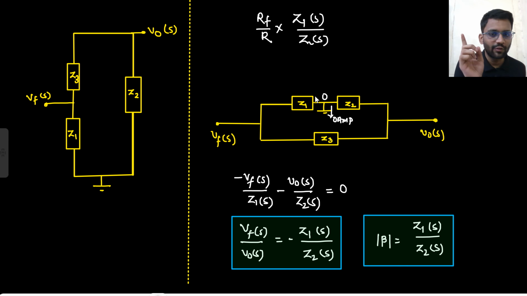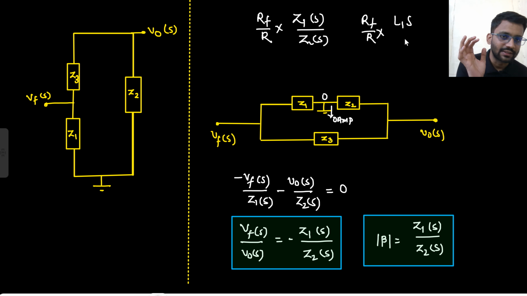Now what will happen is that Z1 will be some inductor, okay? Z1 will be some inductor. So that would be L1S, let's just say, and Z2S will be some inductor again. So that would be L2S. S and S are getting cancelled. What is your A beta value? RF L1 divided by R into L2.